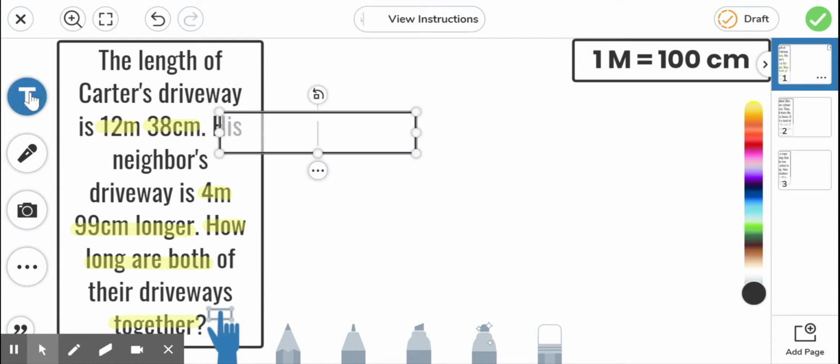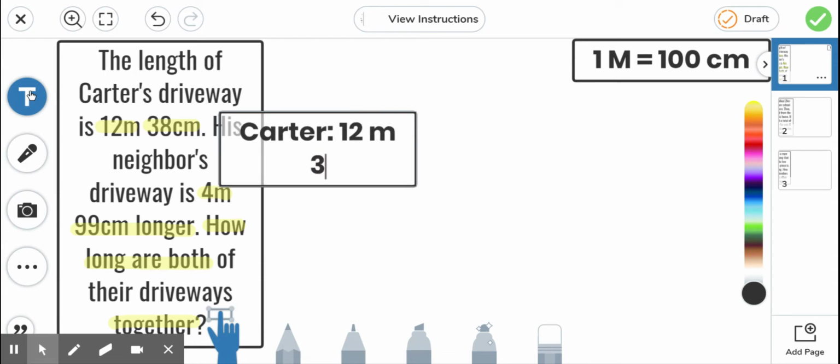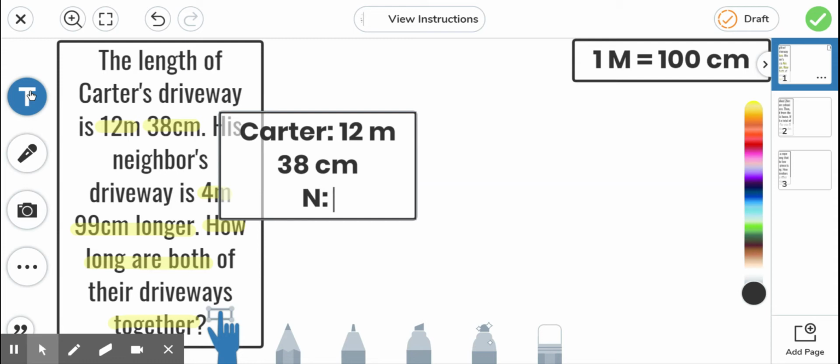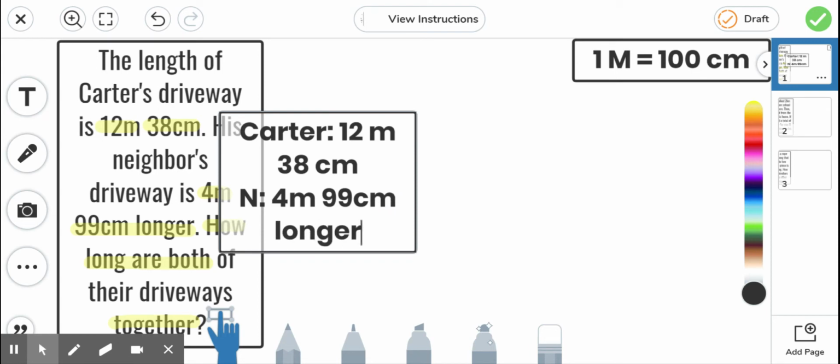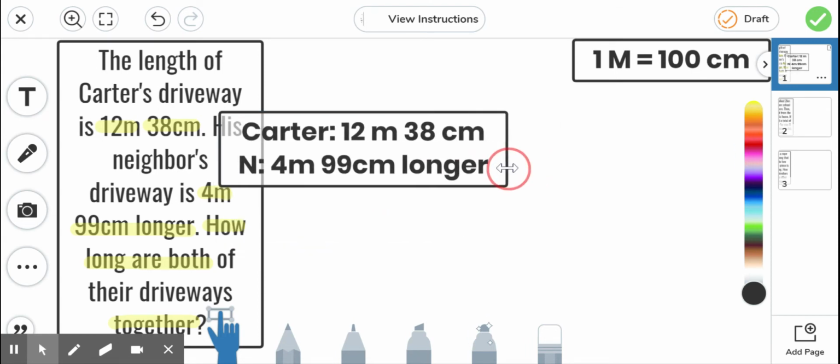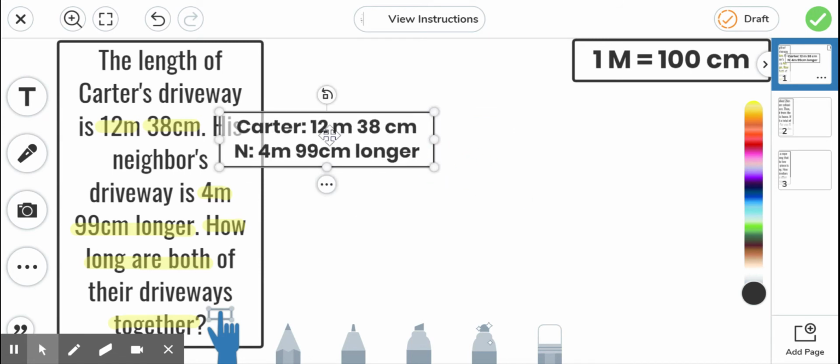Now let's start with what we know. We know for Carter, he has a driveway that is 12 meters and 38 centimeters. And he has this neighbor. I'm just going to put N for neighbor. And the neighbor's driveway is longer than Carter's. It's longer by 4 meters, 99 centimeters. And 99 centimeters is almost 100. So it's almost another meter, but not quite. Oops, and then I want to label that it's longer. Okay, I'm going to stretch this out. I'm going to shrink it down a little bit.